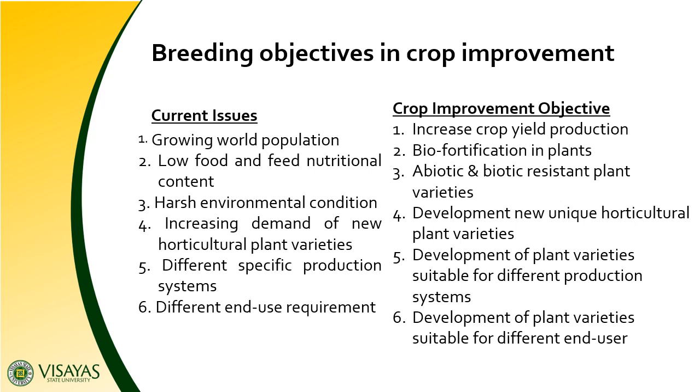So if the industry are making tomato paste, they have different requirements for that specific tomato. For tomatoes that are used as spices, there are also different requirements for that. So in here, you have different plant varieties suitable for different end users.